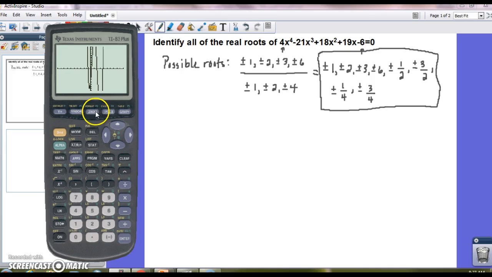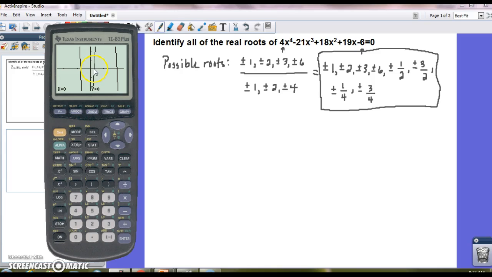Okay, so if I hit zoom, and then I hit option 2, I'm going to zoom in, and I'm just going to hit enter. And it'll zoom in a little bit for me, and I can get a better idea of what's going on here. And if you look, you can see right around here, this would be -1, but this is about -3/4 or so. So that looks like it could be a root.